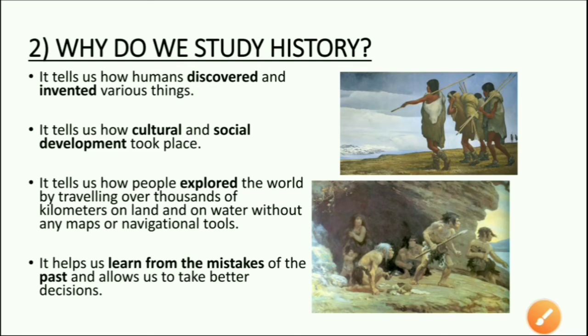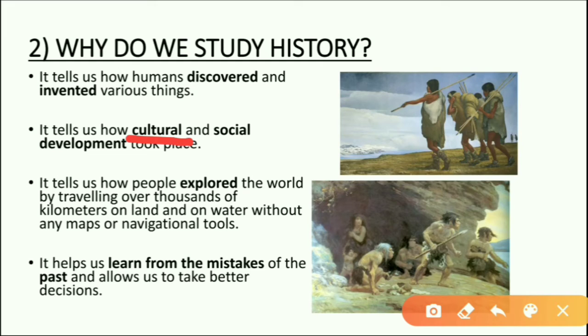Now, coming to the second point, it tells us how cultural and social development took place. See, history also tells us how the cultural and social development took place. What do you mean by cultural? See, culture means our customs or our ideas or our beliefs, etc., of a particular society. So it tells us about the cultural beliefs of the people who lived in the past.